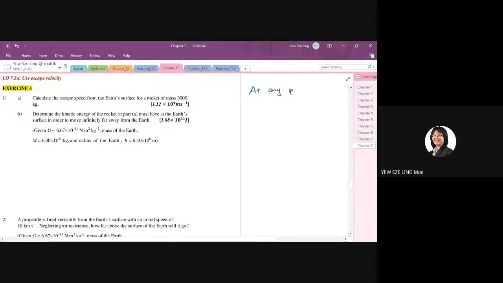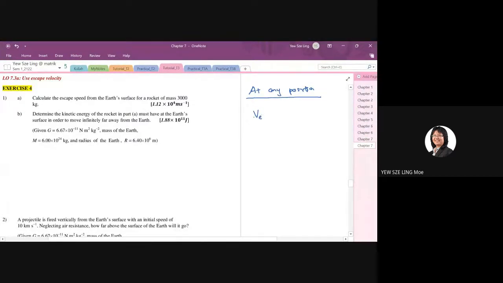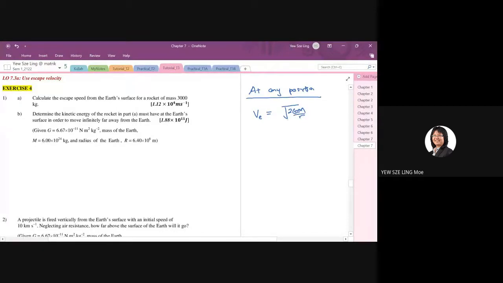At any position above the surface, we use the equation v, now we use a subscript E to indicate that this is an escape velocity. So it is equal to square root of 2GM over r. If you look at the equation, it uses a capital letter M, which means the mass of the planet, of the object that you want to escape from, the earth, from the space, it doesn't matter.